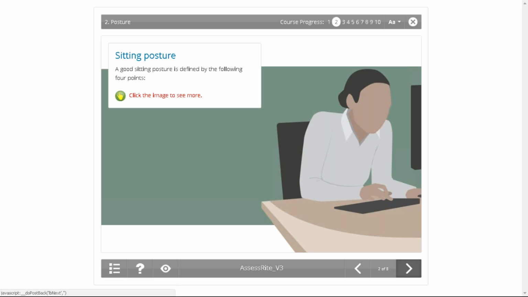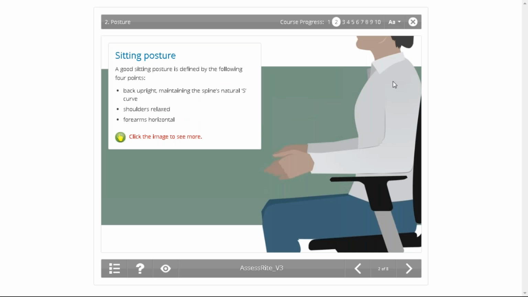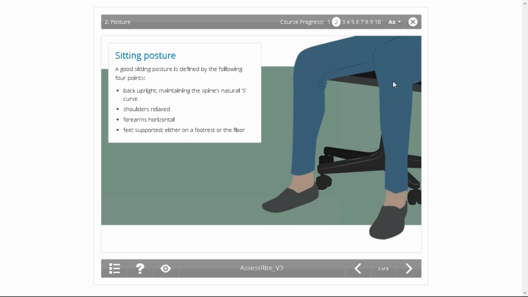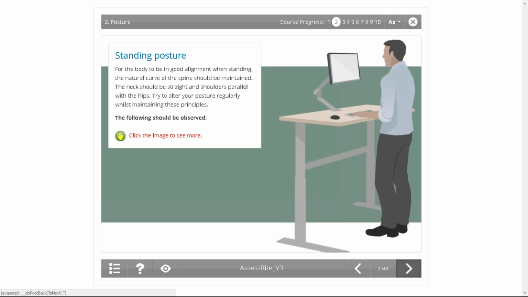A good sitting posture is defined by the following 4 points. Upright, maintaining the spine's natural S-curve, shoulders relaxed, forearms horizontal, and feet supported, either on a footrest or on the floor. For the body to be in good alignment when standing, the natural curve of the spine should be maintained. The neck should be straight, the shoulders parallel with the hips. Try to alter your posture regularly whilst maintaining these principles.